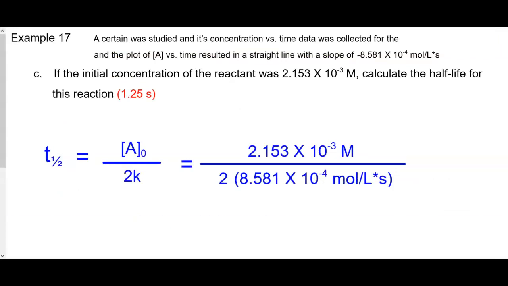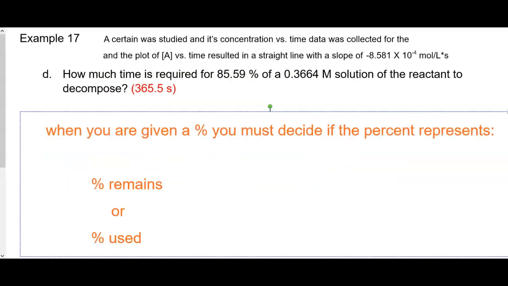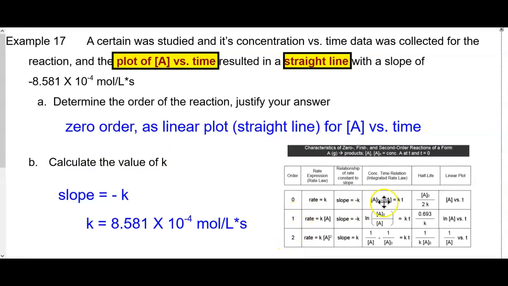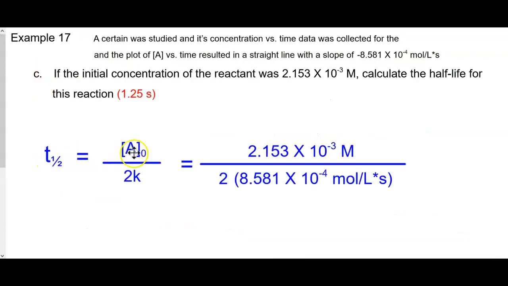17C says if the initial concentration of the reactant was 2.153 times 10 to the negative third molar, calculate the half-life for this reaction. And then we're expecting to get this answer on our calculator. So we need to think about going back. Sorry, I went the wrong way. We're going to go back to here. We know half-life for zero order: t to the half is A naught over twice K.